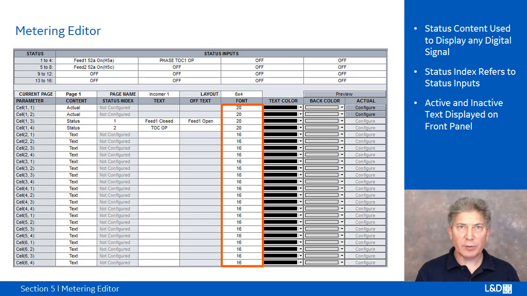Font is the font size that will be displayed on the graphic displays. The choices are 16, 18, or 20. The text color is the color of the characters in each cell, whereas the background color is the background color of each cell. The preview screen gives you a visual appearance of your configuration.